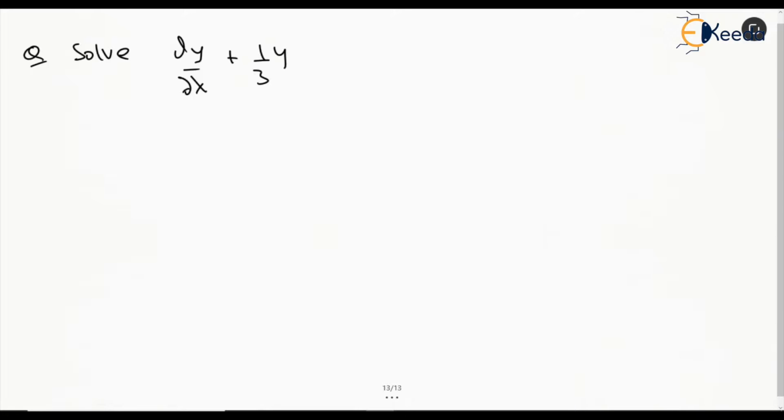Hello everyone. In this session, we'll see a question on solution of a linear equation which involves integrating factor. So the question is: solve dy by dx plus 1 by 3 y equal to e to the power of x y to the power of 4.